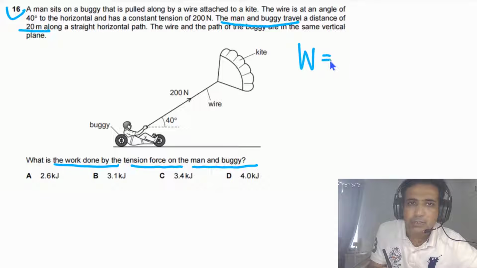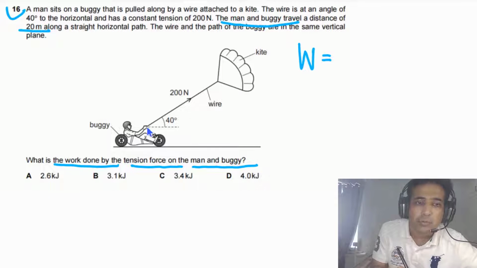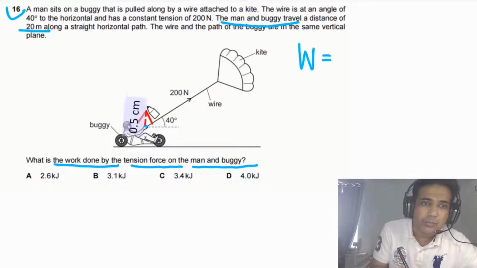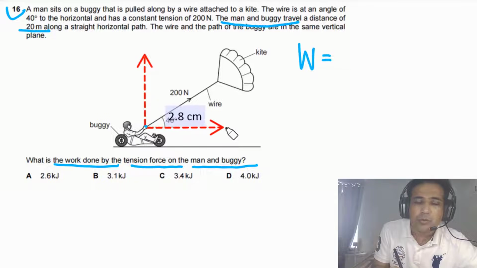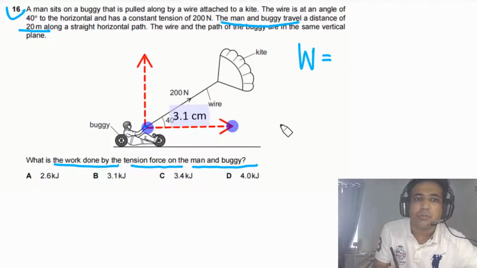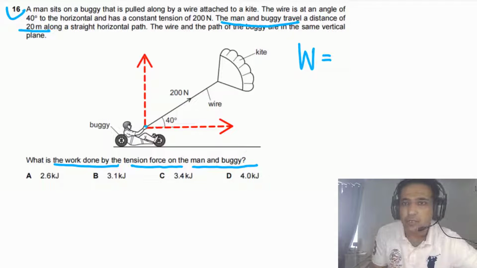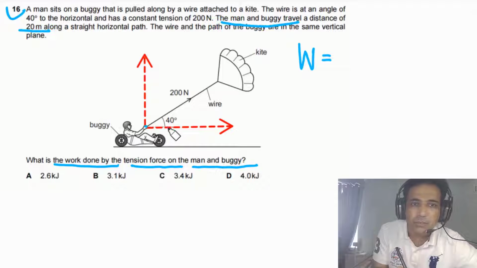So the work done in this case will be equal to the component of tension. Tension has two components in this case. One component is vertical, and another component of tension is horizontal. In this case we have to take the component of tension in the direction of displacement. So that component is this one, T cosine of 40 degrees.